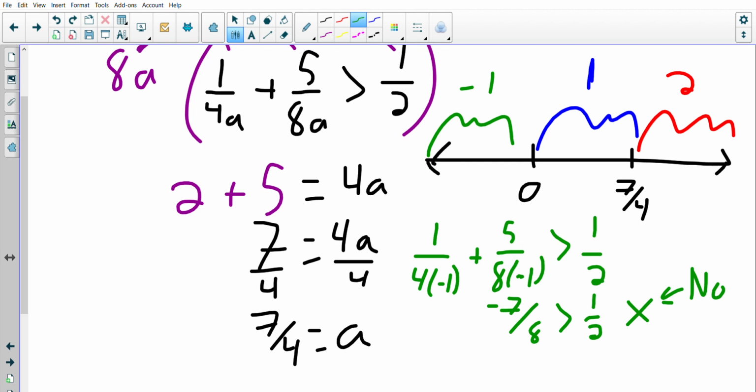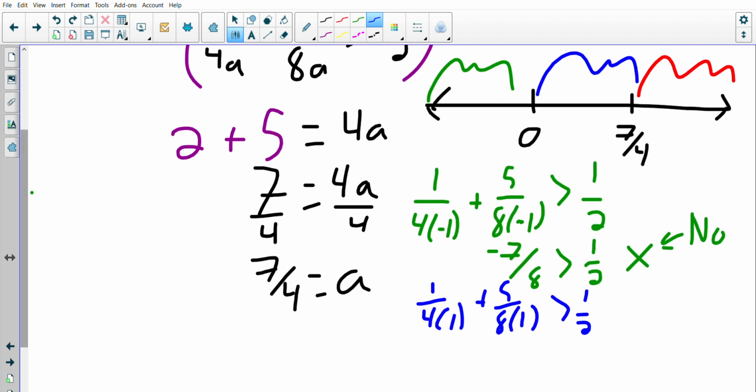So then I'm going to try with 1. 1 over 4 times 1 plus 5 over 8 times 1 is greater than 1/2. And after I simplify, I end up with 7/8 is greater than 1/2. And that is true. Okay, so the blue works.